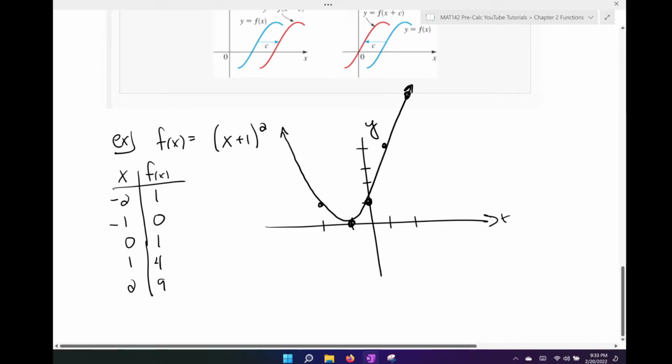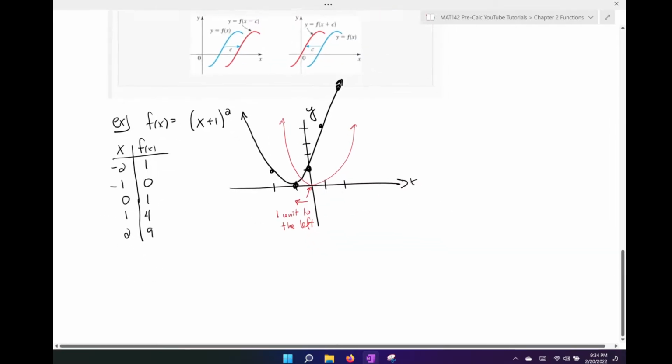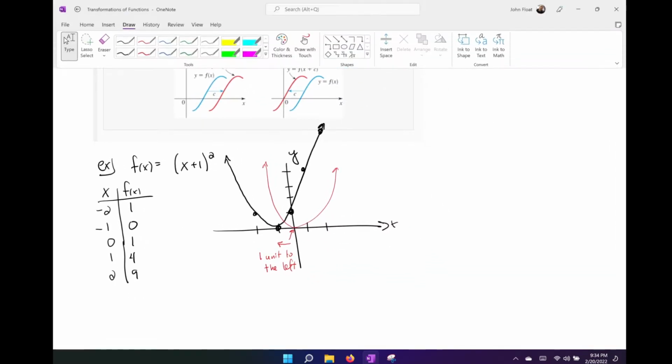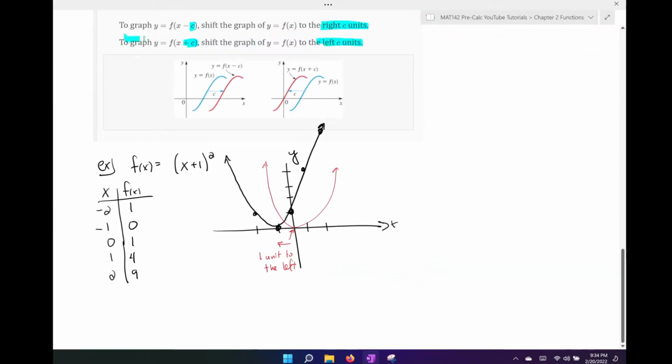that what we've done is we've shifted our parent function. Remember, that parent function, I'm going to write it in red, would have been right here. So what we did is we took this vertex and we shifted it 1 unit to the left, all right? Which is exactly what we would expect based off, and I'm going to highlight it here in blue, this part of the horizontal shift.